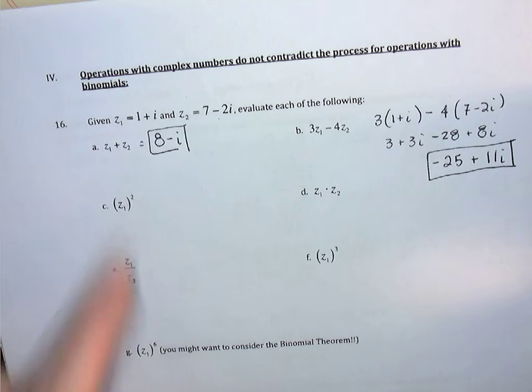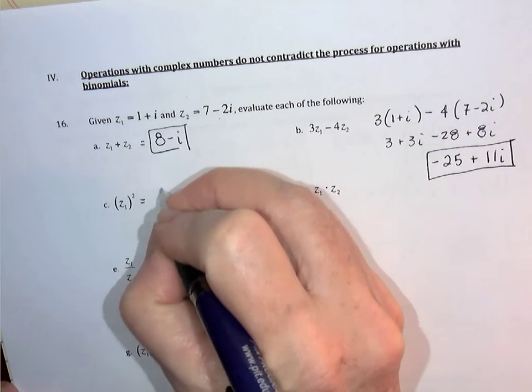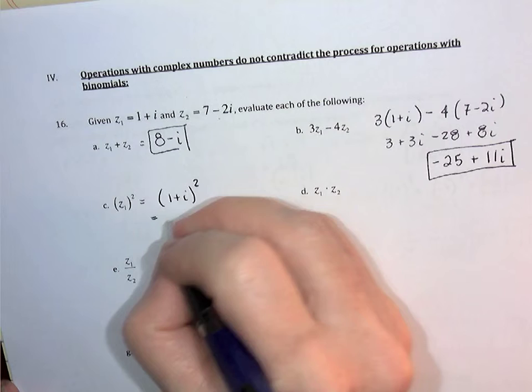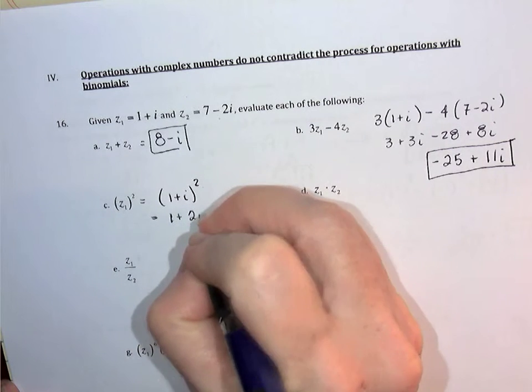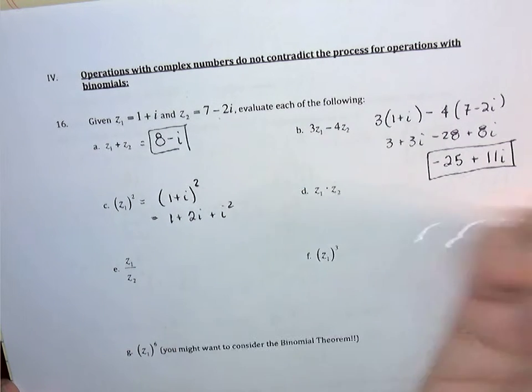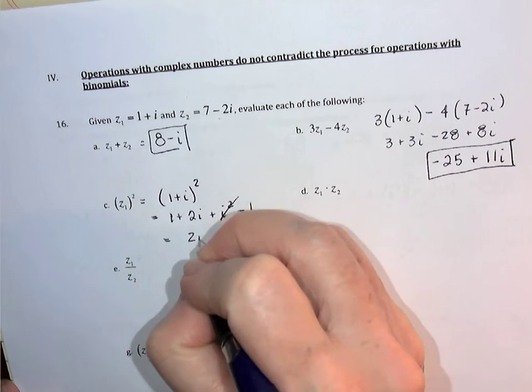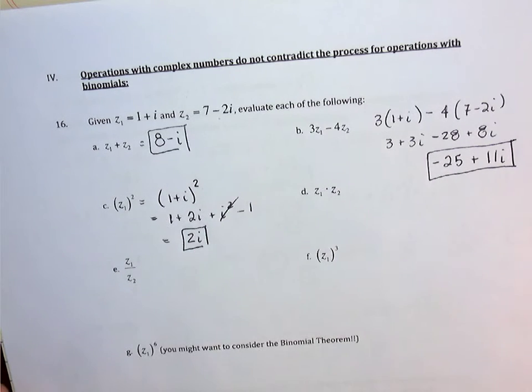If I have z sub 1 squared, well, this is going to give me 1 plus i squared, and you know the formula for squaring something, 1 plus twice the product, and then I'm going to have i squared, and i squared is negative 1. So this just ends up giving me 2i.